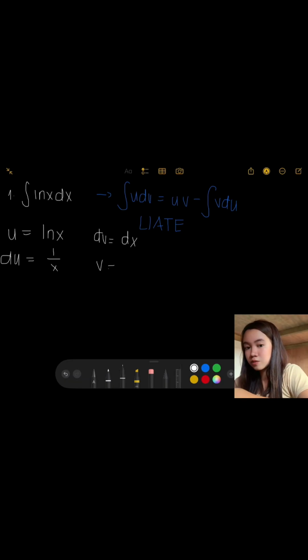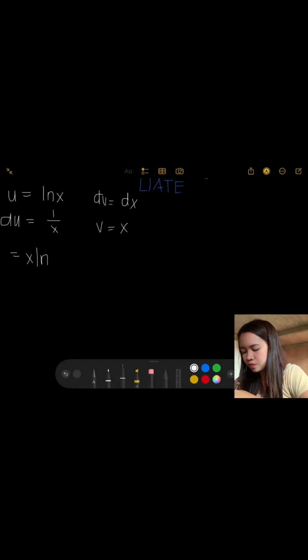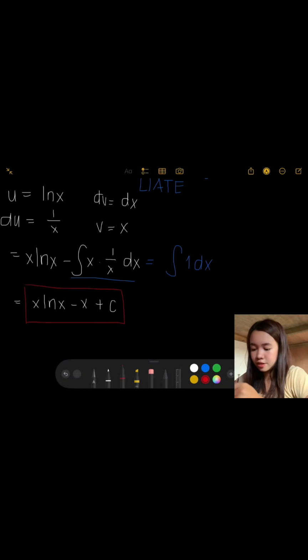So now let's just substitute it in our formula. So x ln x minus integral of x multiplied by 1 over x dx. So this integral of x times 1 over x dx is equal to integral of 1 dx. The integral of 1 dx is x. So the final answer will be x ln x minus x plus c. So this is now our final answer.